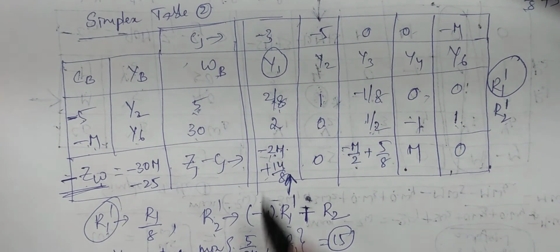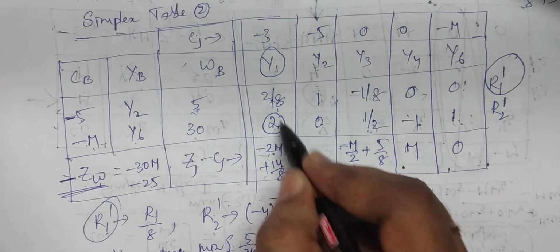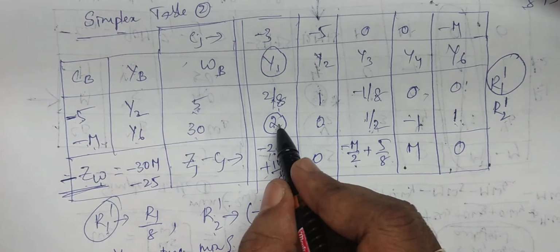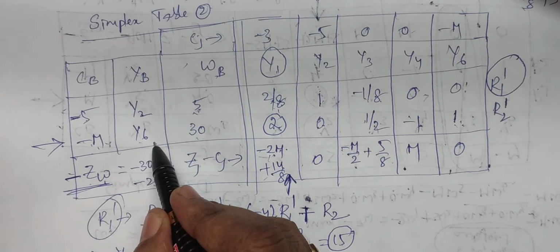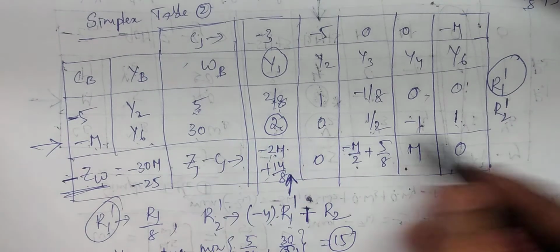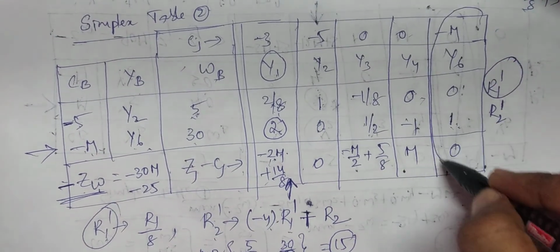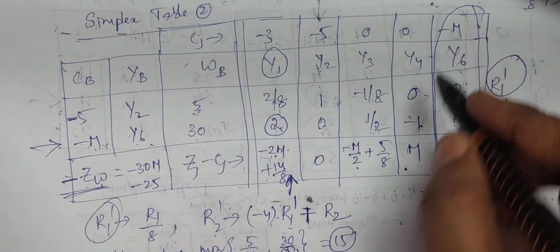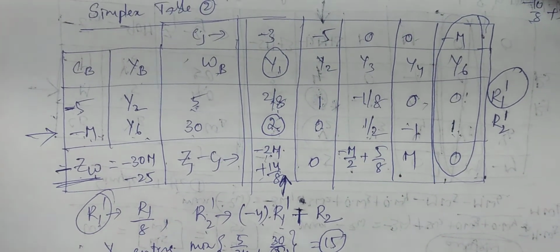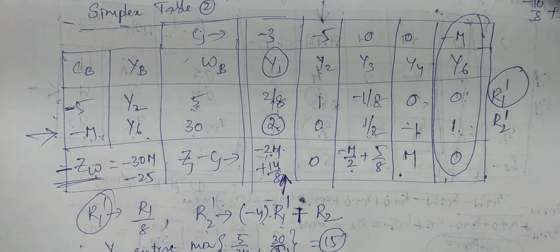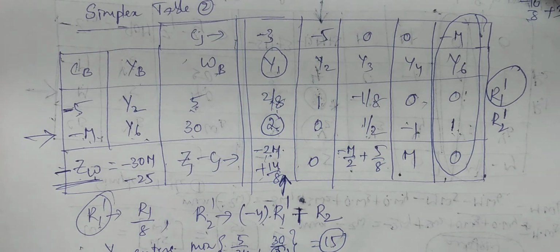15 corresponds to which element? 2. This 2 corresponds to which vector? It is y6. Therefore y6 is also leaving the basis. It is an artificial vector. It can be removed from the simplex table. I explained again, you can leave the y6 here. That is one procedure. From that also, I will discuss later, you can obtain the solution.